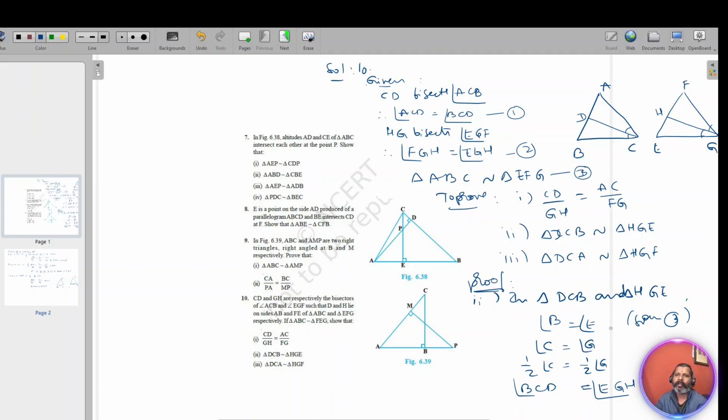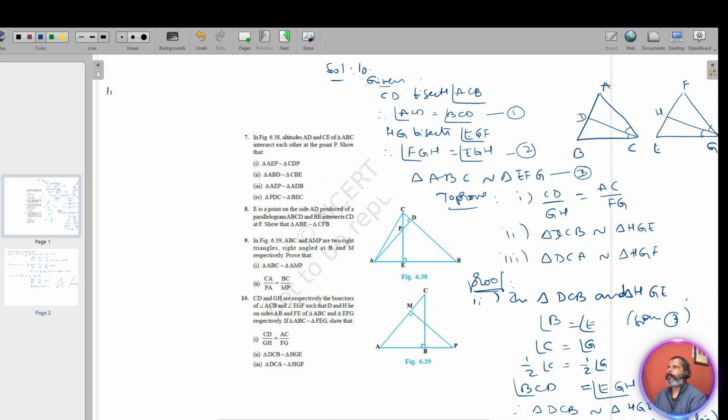Therefore, two angles are equal, and we are done. Angle DCB equals angle HGE. Therefore, triangle DCB is similar to triangle HGE by AA similarity. Understood? It's basically the AA criterion we are using, but half of one angle will be taken accordingly, depending on what is required to be proved.